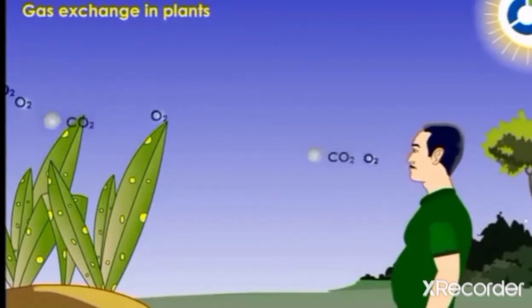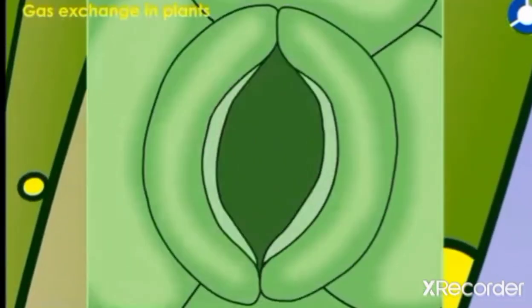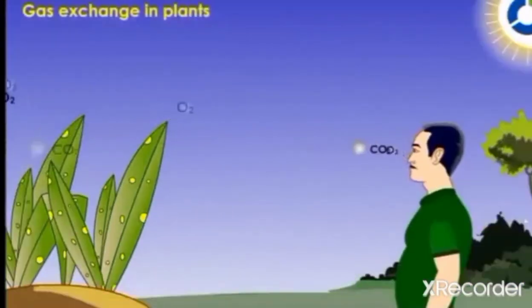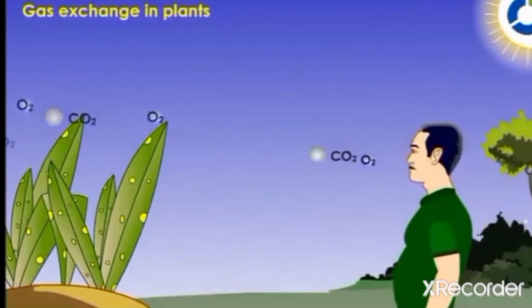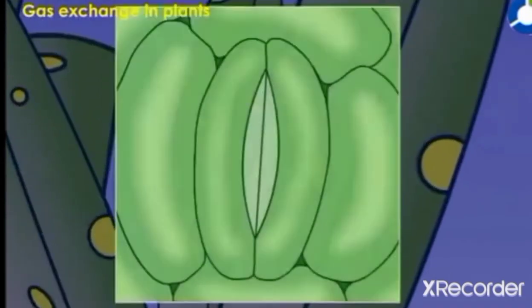Respiration takes place both in the presence and in the absence of sunlight. In the presence of sunlight, the stomata are open, photosynthesis is in progress, and the oxygen is released out. The carbon dioxide produced during respiration is used in photosynthesis, whereas the oxygen released during photosynthesis is used for respiration. Excess gases are released into the atmosphere during daytime.